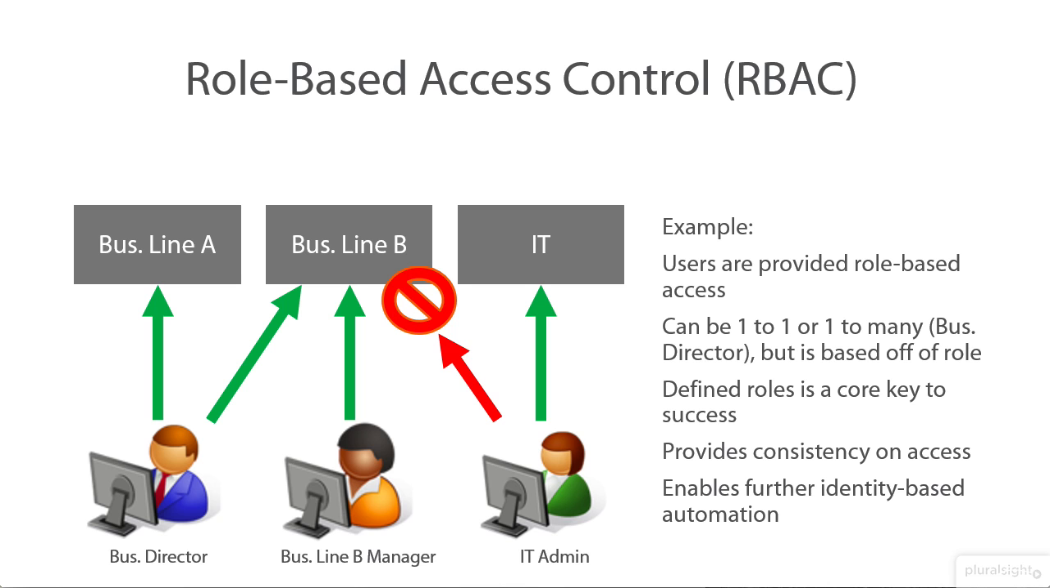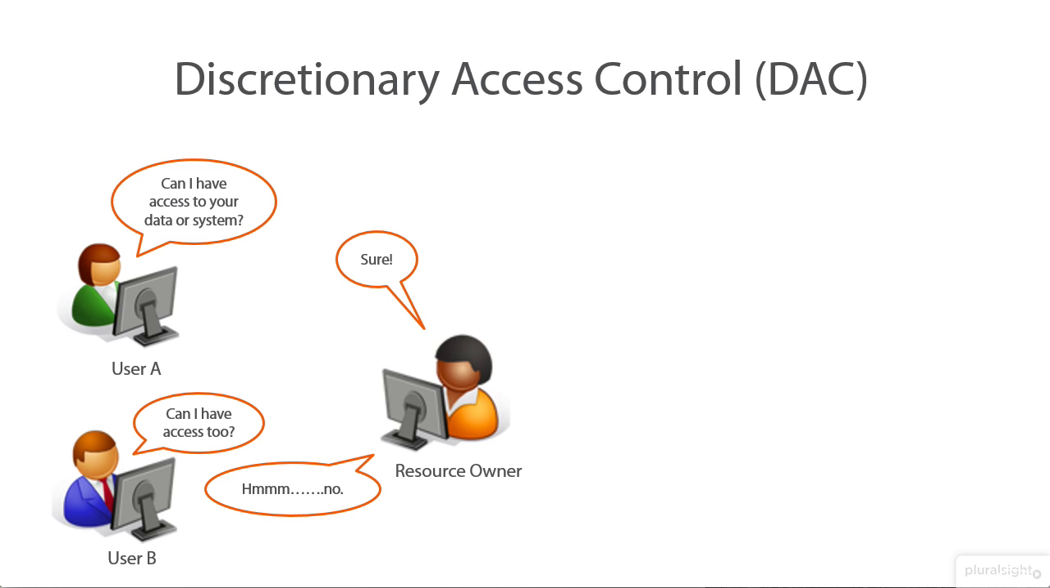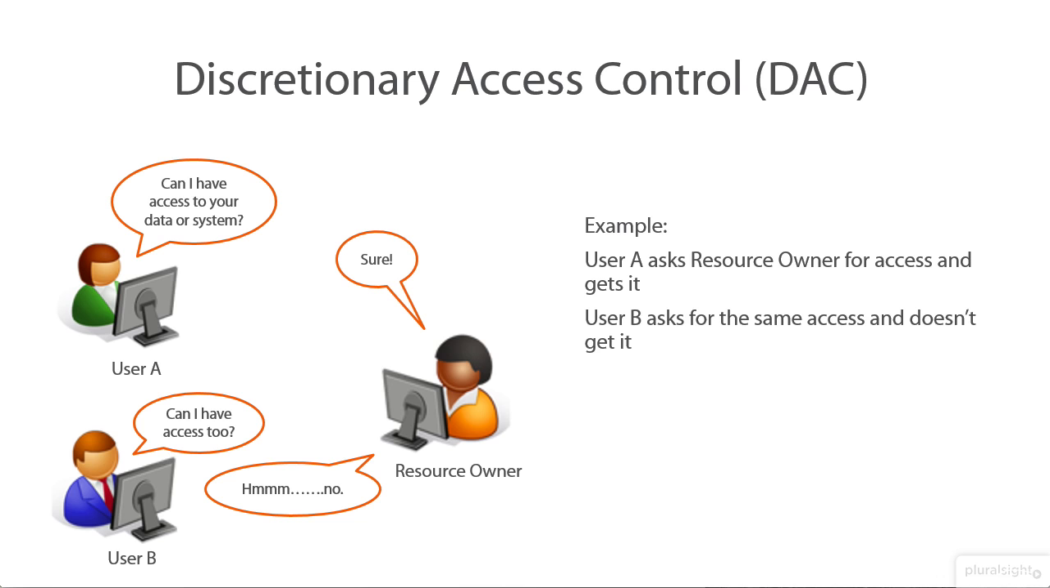The last access control method we'll talk about is discretionary access control, or DAC for short. In our example on the left, you'll see two users and an owner of a resource that the users want access to. User A requests access, and the resource owner decides to provide the access requested. User B requests the same access and is rejected by the resource owner. This is an example of the real drawback of DAC in an organization, as the resource owner typically has complete discretion on providing access if they choose or choose not to.